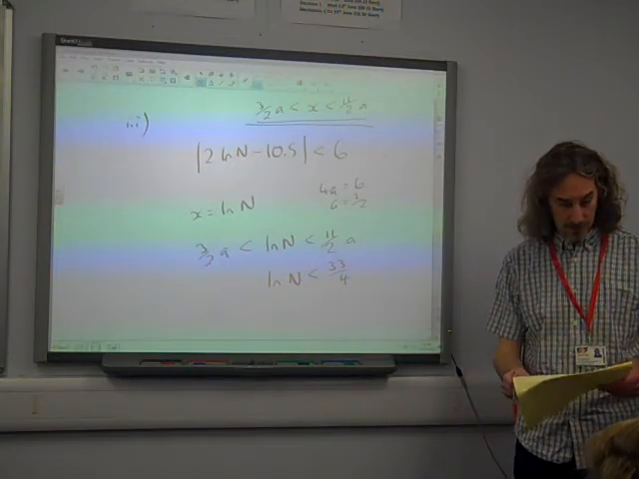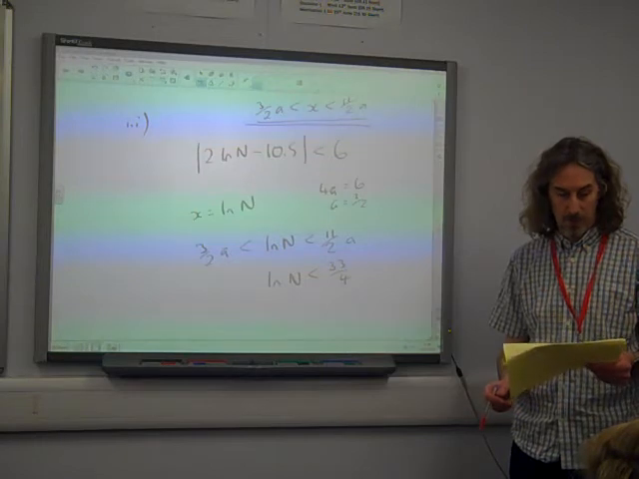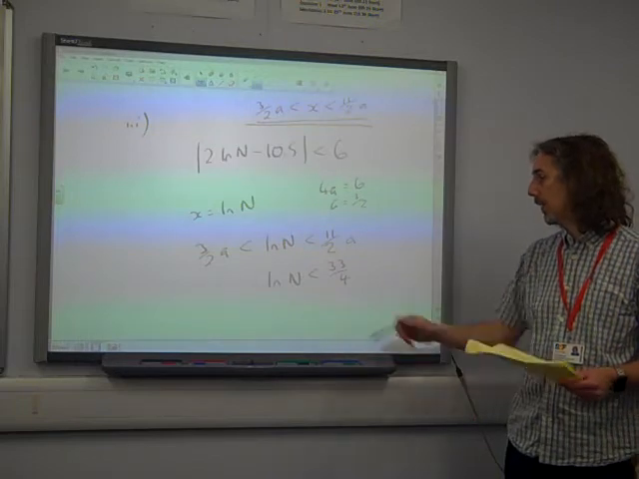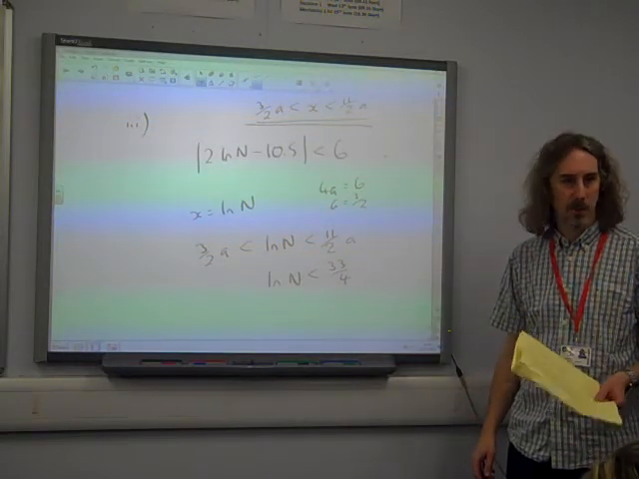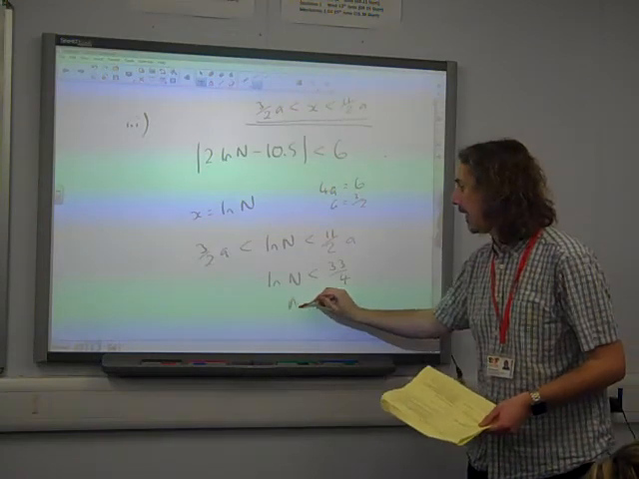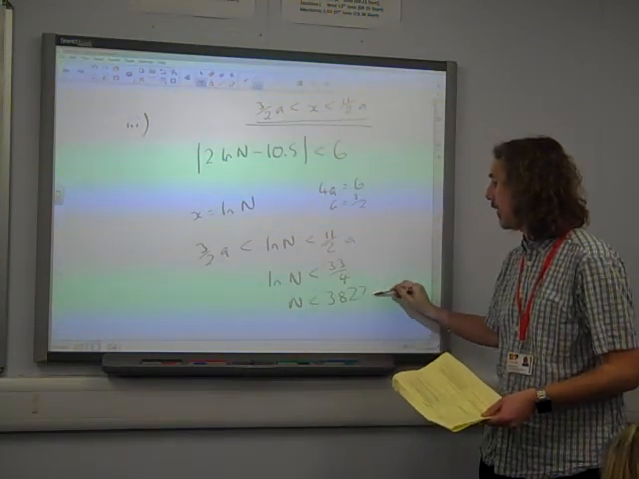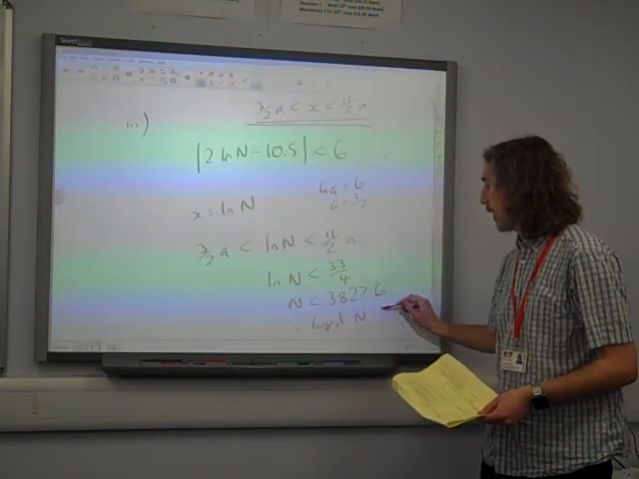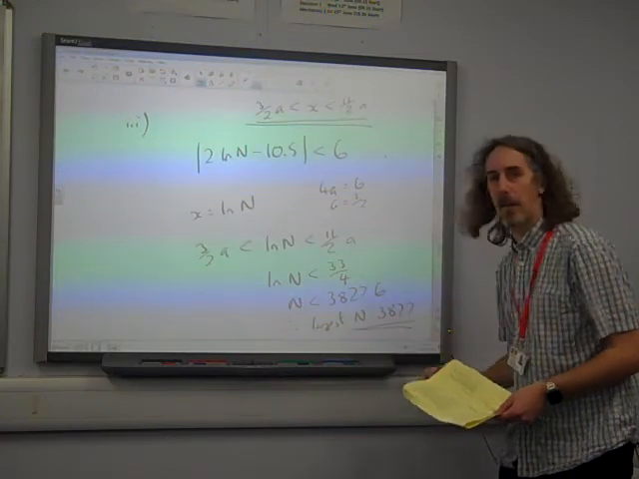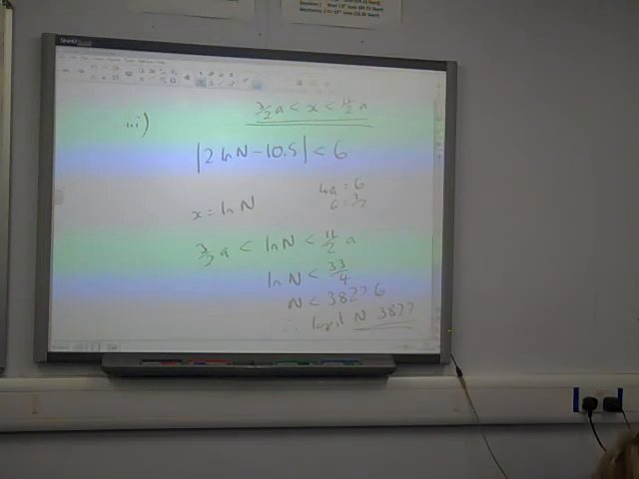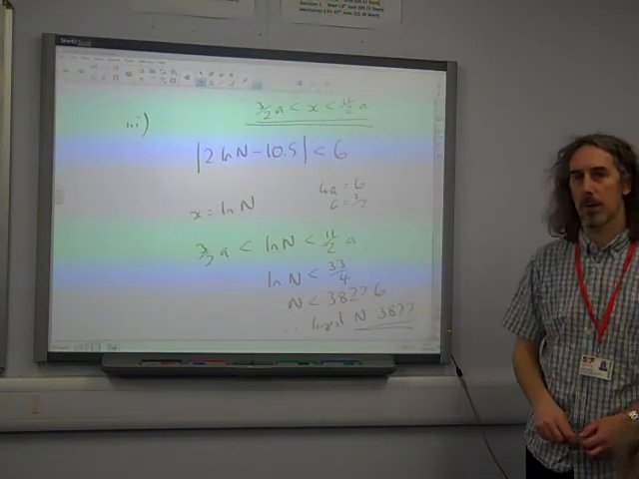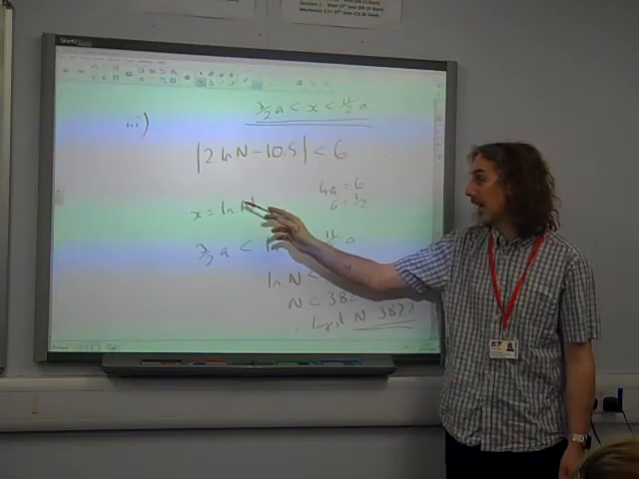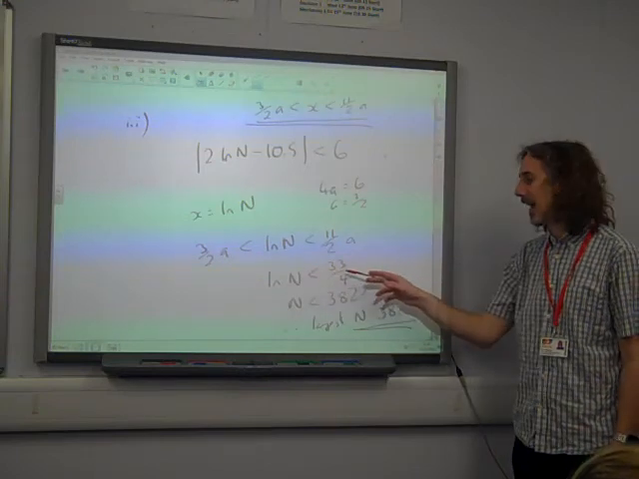So we're looking for the value of n that satisfies that. If you do e to the 33 over 4, you get 3827.6. So we get n less than 3827.6. Therefore, the largest n is 3827. Remember, the question said find the largest value of n that satisfies the inequality, and that was what we're doing with that. So it's not enough just to have a is 3 over 2 and x is ln n. It has to lead to ln n is less than 16 and a half.